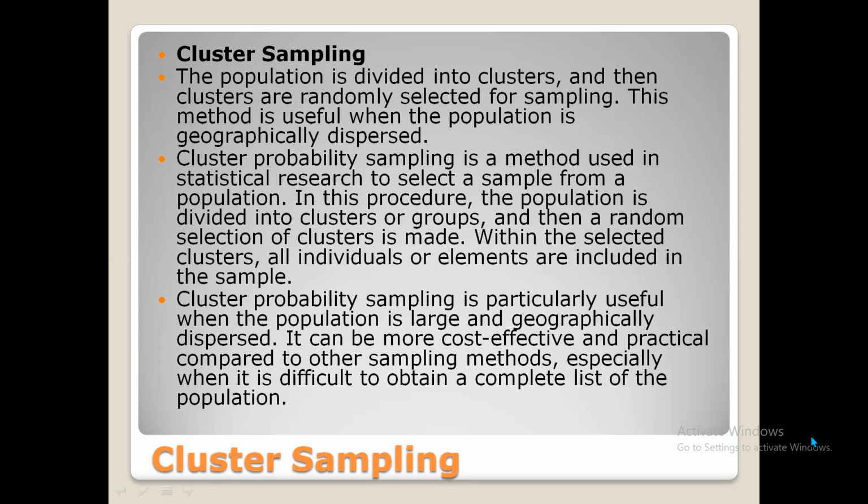Then cluster sampling. In a cluster sample, the population is divided into clusters. These clusters are randomly selected for sampling. This method is useful when the population is geographically dispersed.